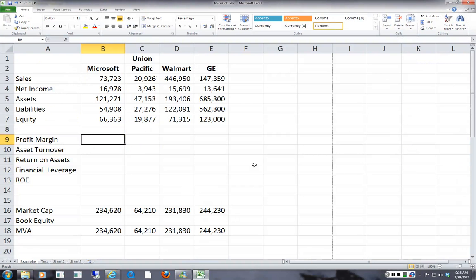I thought to begin the course, we'd just take four prominent companies: Microsoft, Union Pacific, Walmart, and GE. I've got their sales, net income, assets, liabilities, and equity all listed there. And I want to do some basic ratio analysis of these companies, to show how ratio analysis really helps us understand these companies.